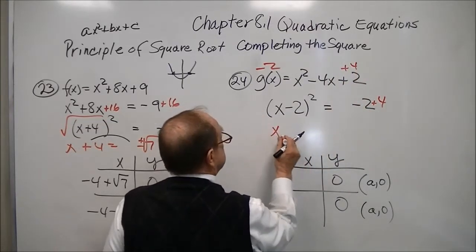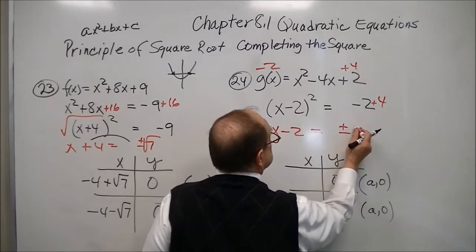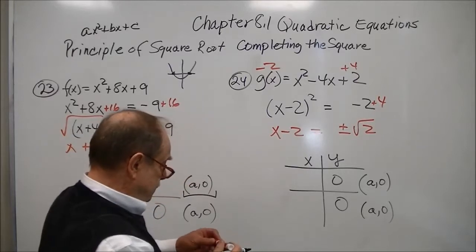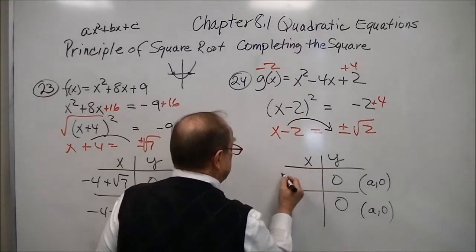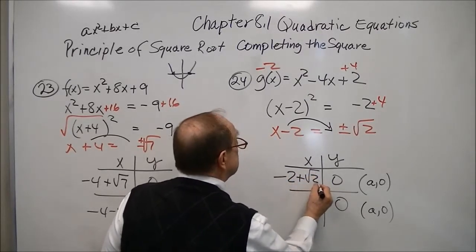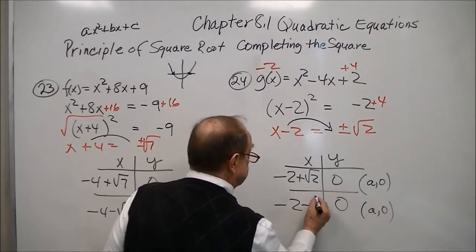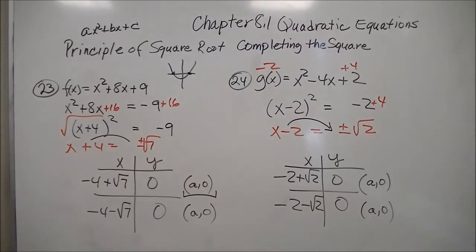So this then becomes x minus 2 equals plus or minus the square root of 2. So my intercepts then, once I transpose that, will be a negative 2 plus the square root of 2 and a negative 2 minus the square root of 2. Okay, I think that's good. Yep, those are good.